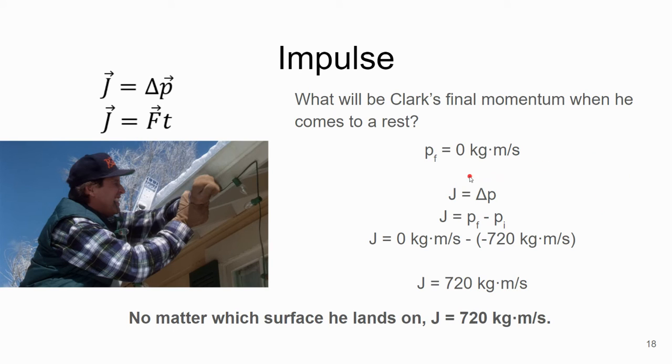So now we're looking at J, which is his change in momentum, which is P final minus P initial. So that's 0 minus negative 720 kilograms meters per second. So impulse J ends up being positive 720 kilograms meters per second. It's a positive number because the impulse he's getting, his change in momentum, is upwards. He was going down, he had downwards momentum, and then he had no momentum. So his change in momentum actually ends up being upwards. So that's why it's positive. So like it says in bold, no matter which surface he lands on, the lawn or the driveway, his change in momentum is the same. J equals 720 kilograms meters per second.